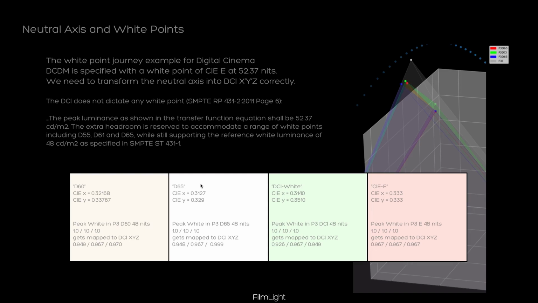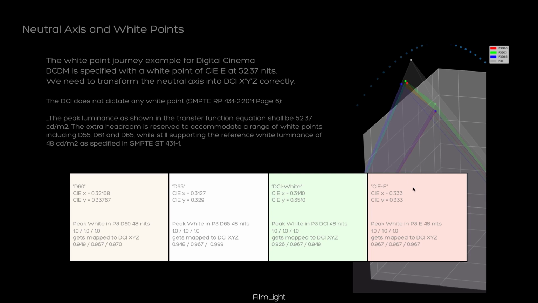If we want a D65 white point for cinema, then the peak of the mastering color space, again 1 1 1, lands on 0.948, 0.967, 0.999 in DCI XYZ, which again is the exact code value for D65 at 48 nits. If we choose the greenish white point, it lands on 0.926, 0.967, 0.949, which is again the correct value for this particular white point. At this point, I want to highlight again that this white point is not mandatory for digital cinema. In contrast, if we read the SMPTE 431-1 specification more carefully, there is even an explanation that the DCI XYZ system is designed in a way that supports many mastering white points.